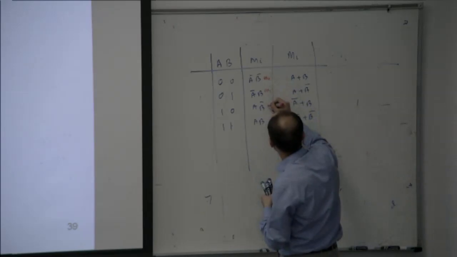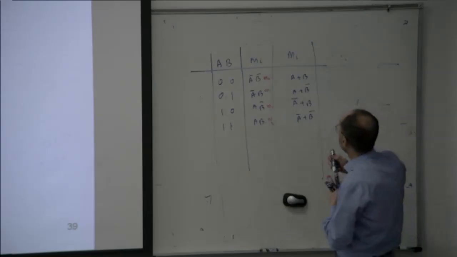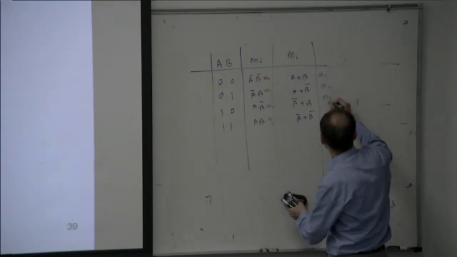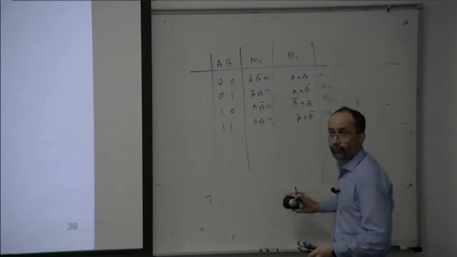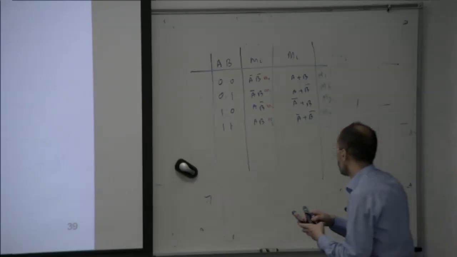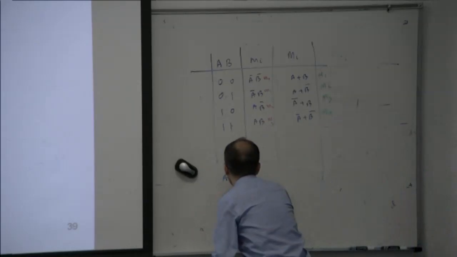M0, M1, M2, M3, capital M. And now we have M1, M2, M3, and M4. Got it? Okay, now we draw a truth table. So that this truth table is something like this. So now we have A and B.